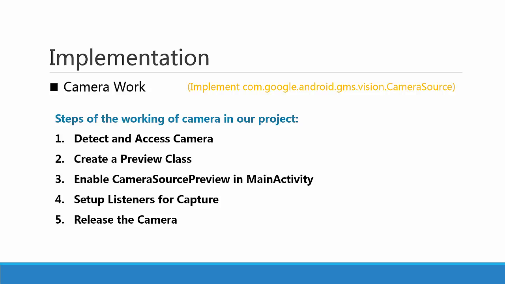Third one is to enable camera source preview in main activity. After calling the preview class we created in the second step in the main activity, we can see the view of the camera. The fourth one is setting up listener for capture. Connect the training switch listener to the take picture function. Capture the frame every time after user switches on the button. The last one, after the life cycle of our main activity ends, we should release the camera.